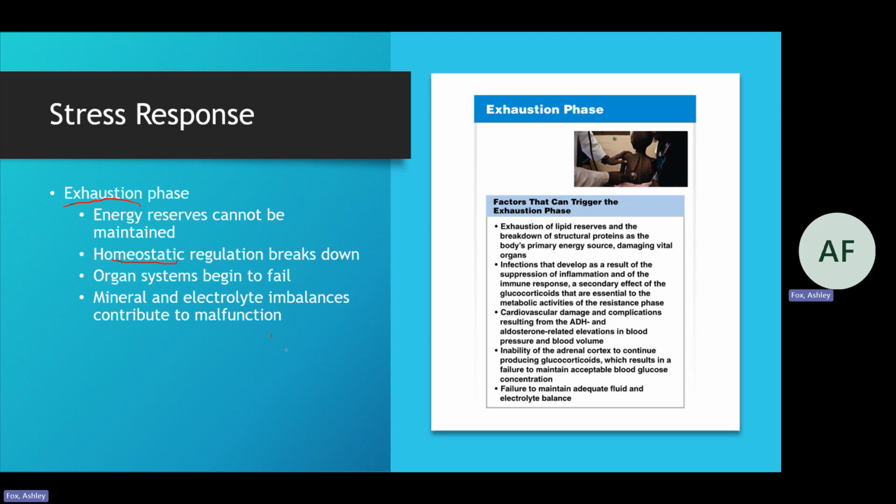You get infection because you can't have an immune response. You're consistently trying to keep a high blood pressure, which can be damaging. So all of these effects eventually just can't continue, can't be maintained, and you get to the exhaustion phase.